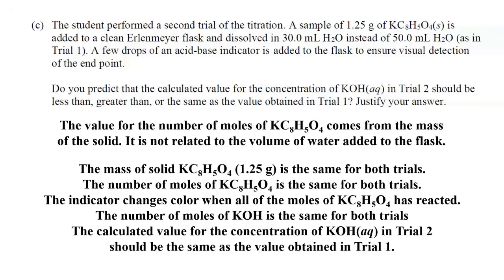And this indicator will change color when all the moles of potassium hydrogen phthalate have reacted. The number of moles of potassium hydroxide should be the same for both trials, so the calculated value for the concentration of potassium hydroxide in trial 2 should be the same as the value obtained in trial 1.